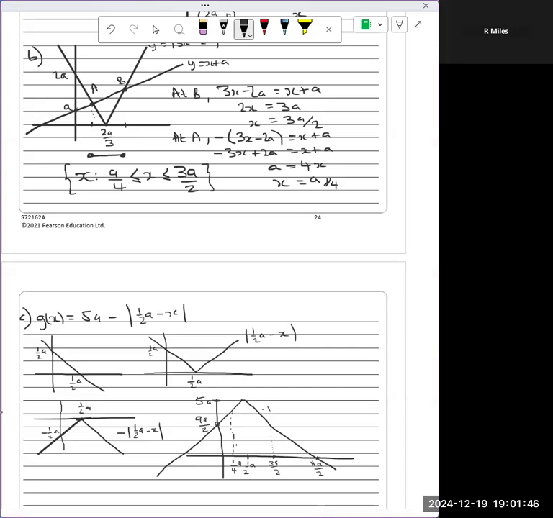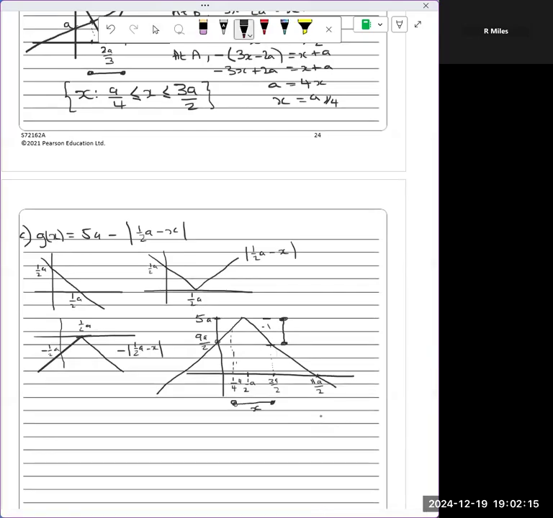Okay, so the range, we're restricted to this interval for x, in which case this is clearly, I hope clearly, because this is a bigger gap, going to be the lower value, and this is the upper value. So the range is going to be this interval here. So we have to work out what that is. We know the 5a. We just need to work out when x is 3a over 2.